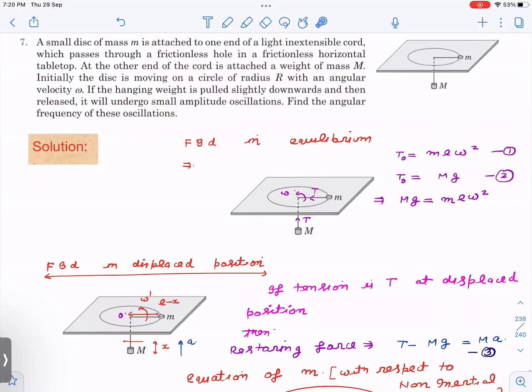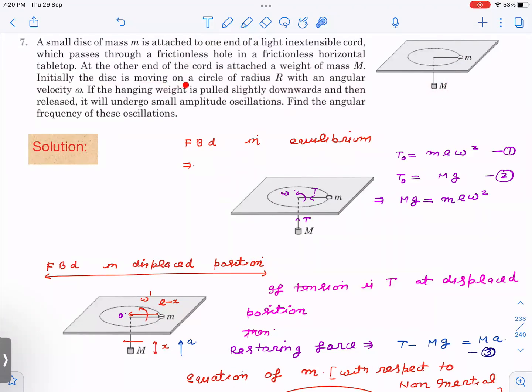The question is that there is a small disk of mass m, as we can see here. It is attached to one end of a light inextensible cord. This is the cord, which passes through a frictionless hole. This hole is frictionless, and the tabletop is also frictionless, so there's no friction anyway. At the other end of the cord is attached a weight of mass m, this mass.